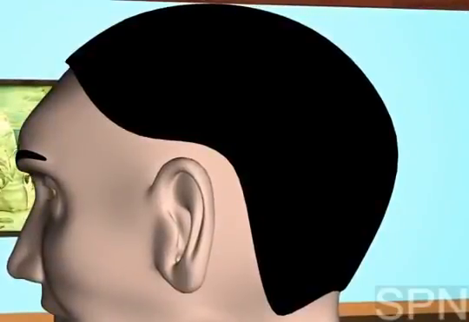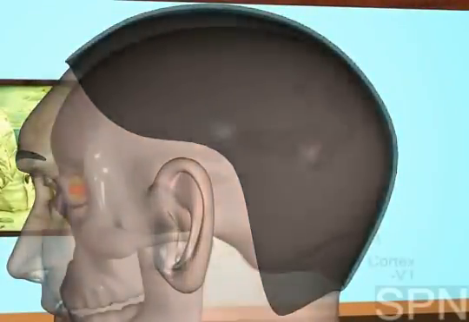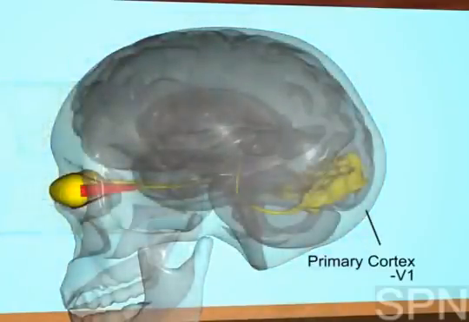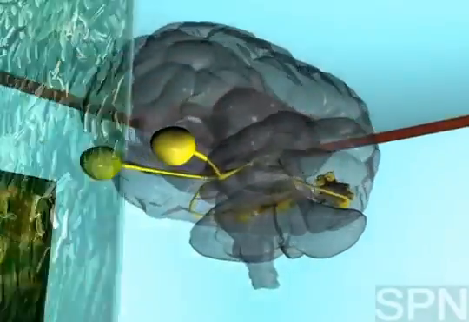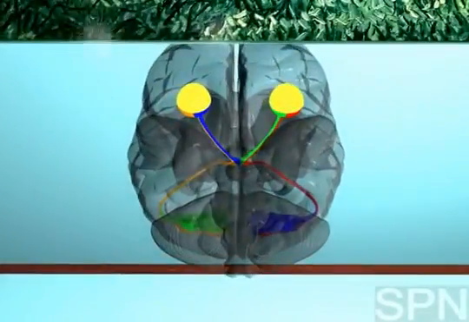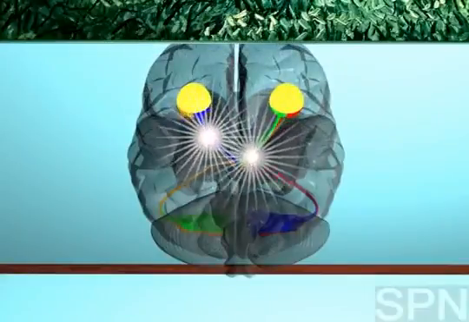Direct visual signals arrive into the primary cortex called the V1 region, which is located in the occipital region of the brain. The secondary visual cortex, which comprises V2, V3, V4, V5, V6, V7 and V8 regions, depends on the V1 region. The visual signals are transmitted along the fibers of the optic nerves.